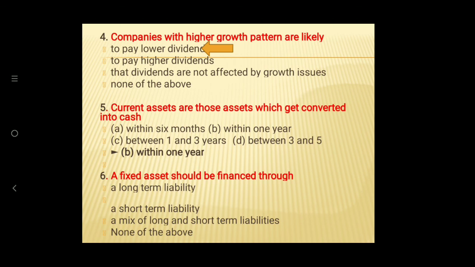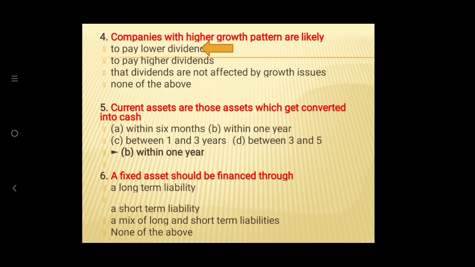Yes. Current assets are those assets which get converted into cash. Actually, for all types of current assets, the maturity period will be less than 1 year. So here option A, within 6 months; B, within 1 year; C, between 1 and 3 years; D, between 3 and 5 years. Option B, within 1 year, means all current assets are converted into cash within 1 year.